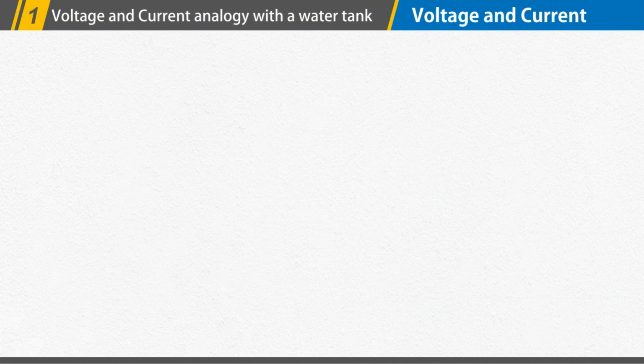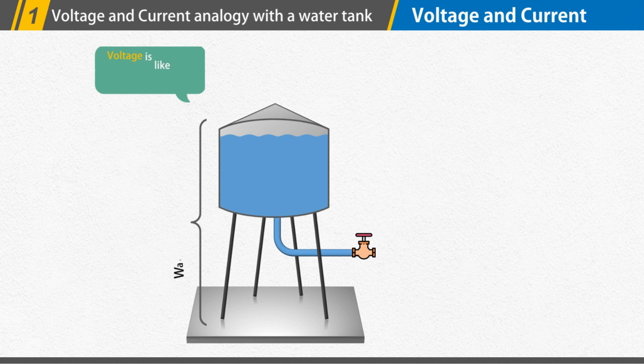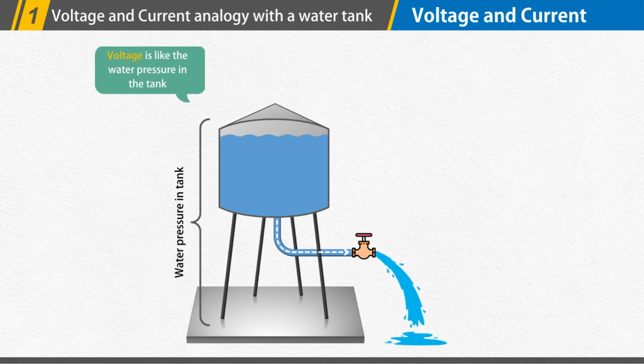An analogy commonly used to understand voltage and current is to compare them to a water tank and a water pipe. Imagine a water tank positioned on top of a building. Voltage is like the water pressure in the tank. Now, consider a pipe that runs from the bottom of the water tank down to the ground. Water flows through the pipe due to the pressure created by the tank. Current is like the flow of water through the pipe.